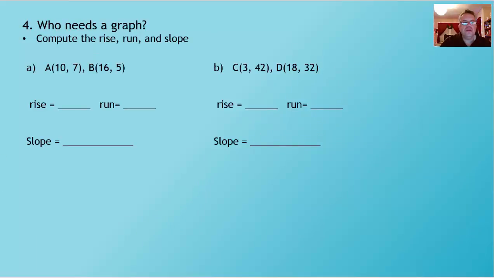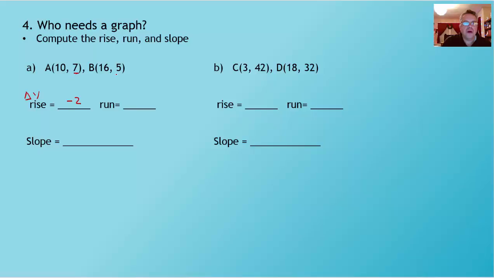Now, we don't even need a graph at all, to be honest. We can just look at the coordinates of the points and figure out rise and run. So in this first one, the rise is how much Y changed. Remember, Y has to do with Y. This little triangle symbol means change in Y. Well, Y started at 7, it went down to 5. So the change in Y is -2.